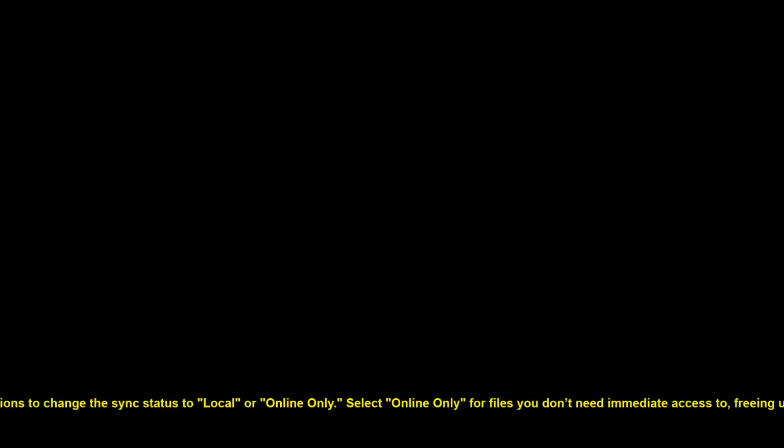To manage specific files or folders, open your Dropbox folder on your computer. Right-click on any file or folder you wish to adjust. In the context menu, hover over the Smart Sync option. You will see options to change the sync status to local or online only. Select online only for files you don't need immediate access to. Select local for files you frequently use and need access to at all times.